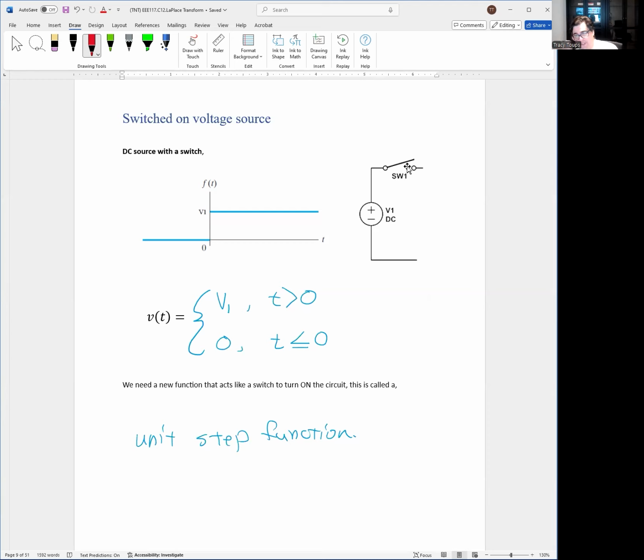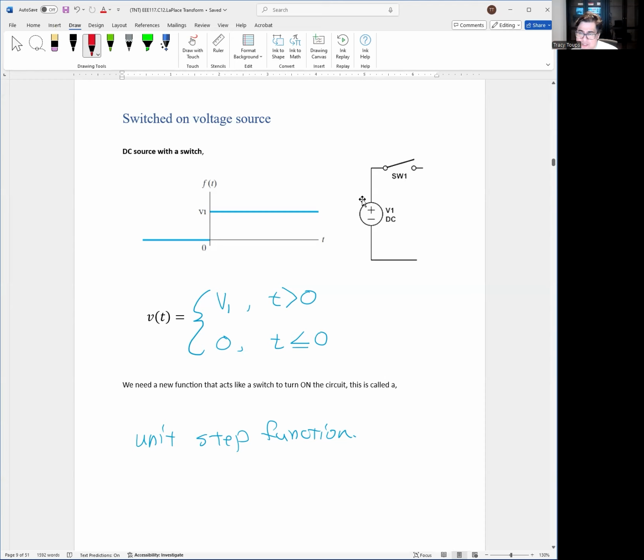But you really need to quantify it from a mathematical standpoint. I need to have a mathematical function to represent a switch, because when I do a Laplace transform, I need to take into account the switch. I can't just forget the switch. So we have something called a unit step function.